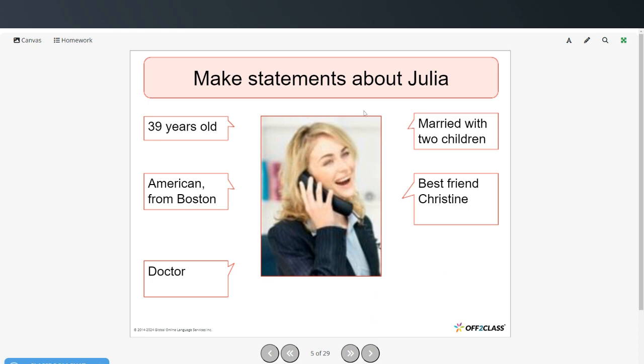So now we want to make some statements about Julia. See if you can use the correct form of the verb to be. You can pause the video and try this on your own, and then restart when you're ready to see the answers.